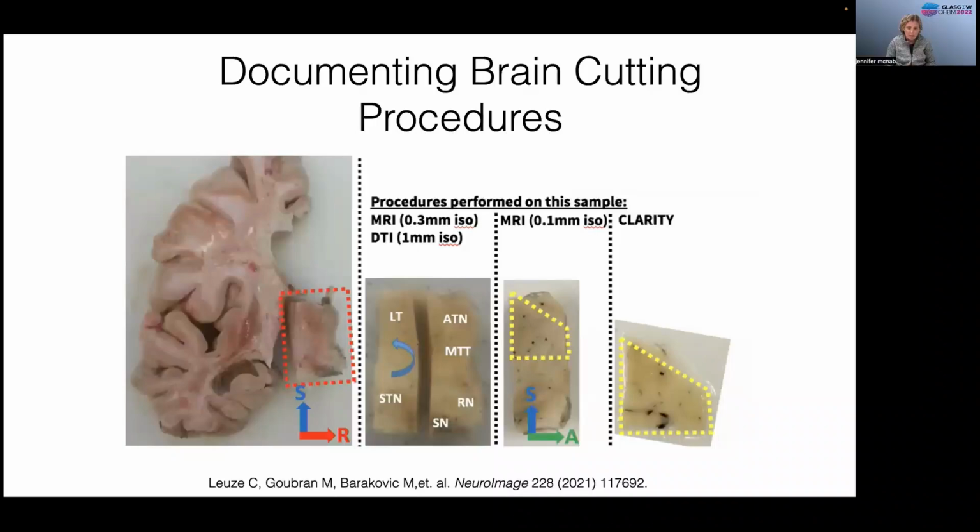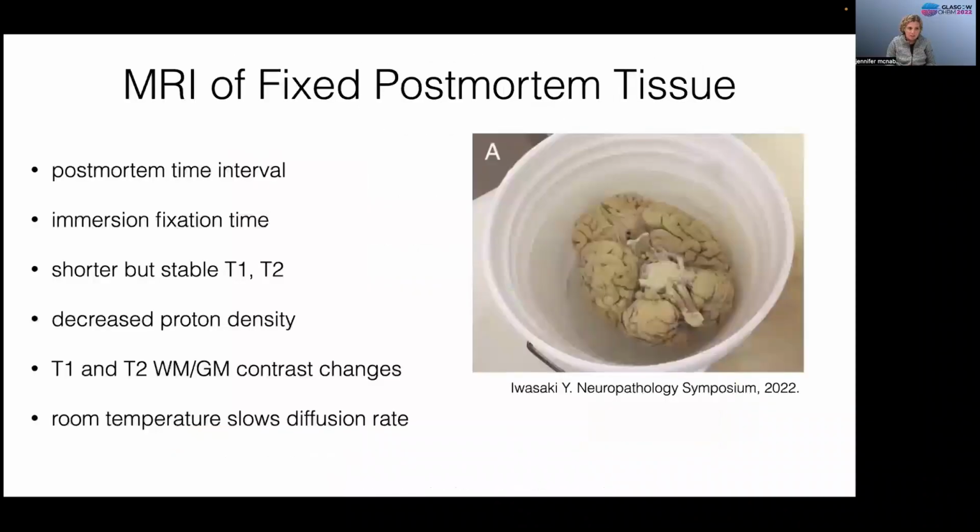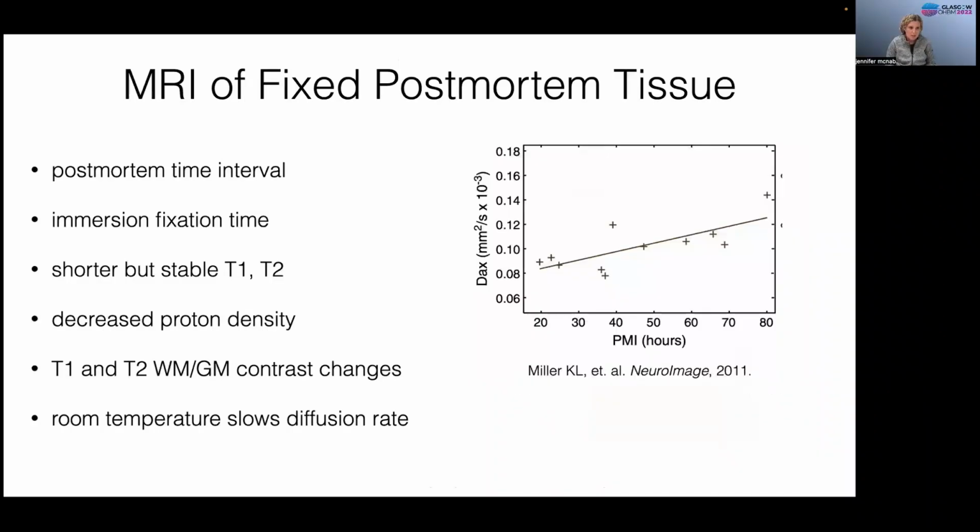Now, imaging fixed post-mortem tissue does involve a number of important considerations. It's been shown that the post-mortem interval, the time between death and fixation, is best to be kept short. This is showing that the axial diffusivity does get longer as that post-mortem interval gets longer.